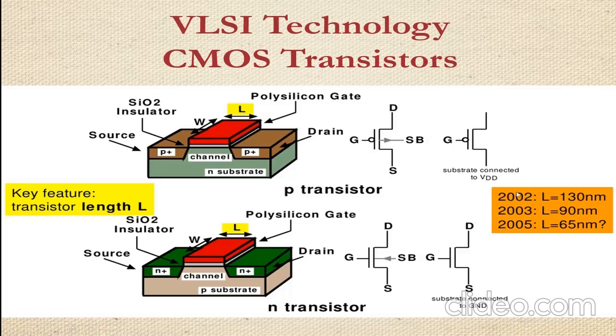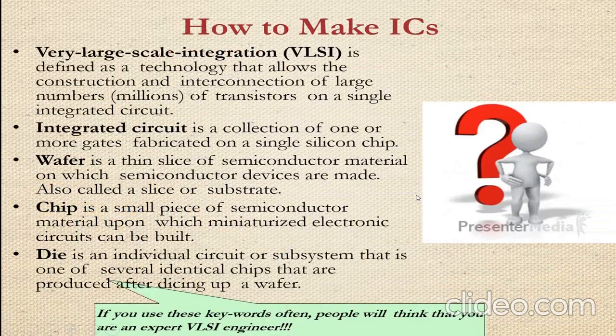Here it is shown that in 2002 the length of this MOSFET was around 130 nanometer. In 2003 the length reduced to around 90 nanometer. In 2005 the length reduced further to 65 nanometer. And now in 2020 the length is very small, around 0.2 nanometers. So we have reduced the size of the transistor to that small level. This is called technology scaling. So the technology scale is reducing day by day.